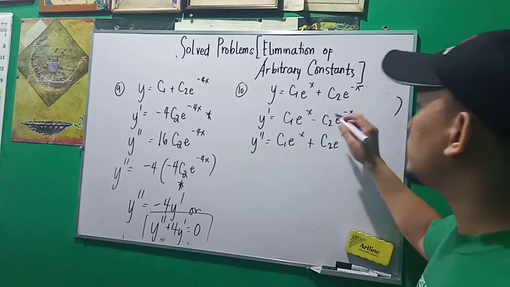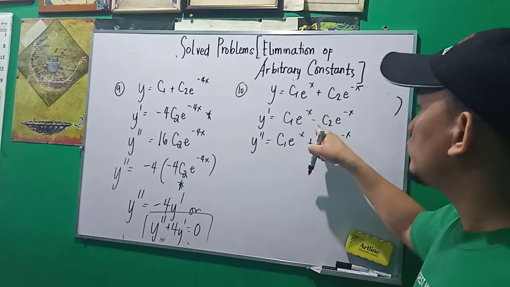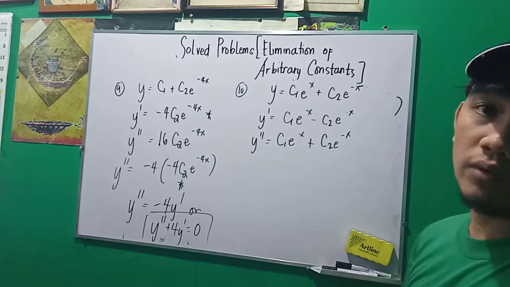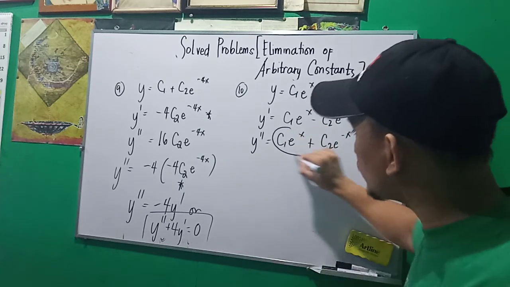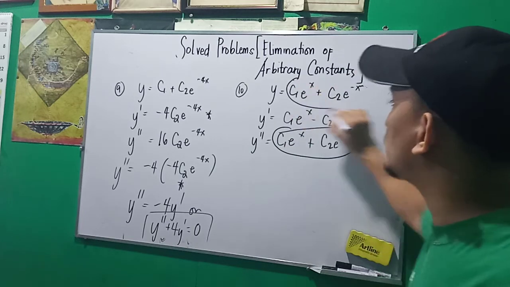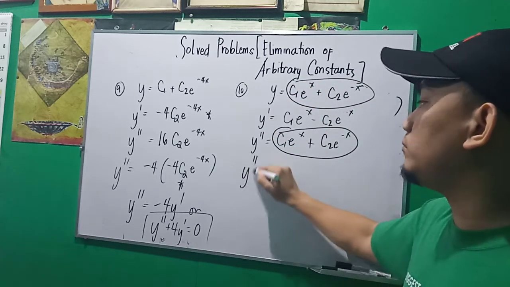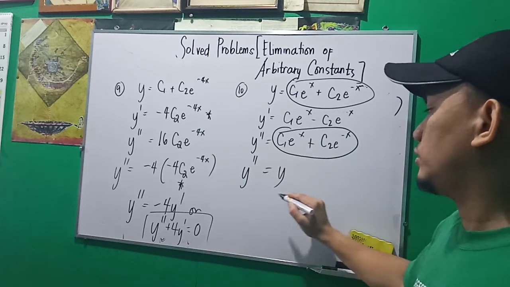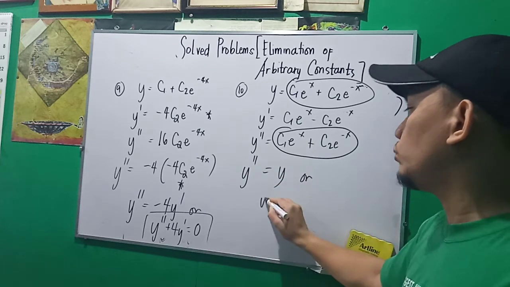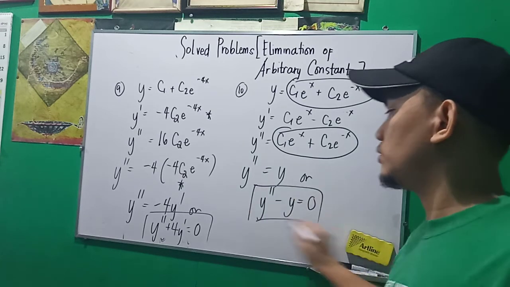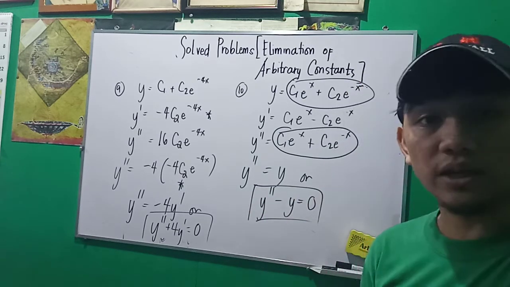Kasi nga, tingnan natin maigi. Ito, negative. Negative times negative, positive na ulit. Anong gagawin natin dyan? Notice na ito equal dito. Therefore, pwede mo itong palitan ng y. Y double prime is equal to y. Or y double prime minus y is equal to 0. So, yun yung magiging final answer natin, mga Lodi.